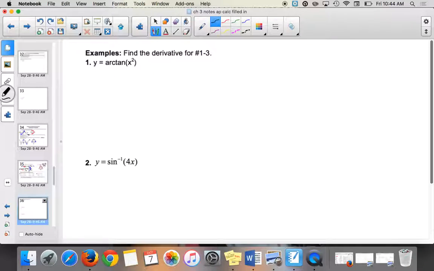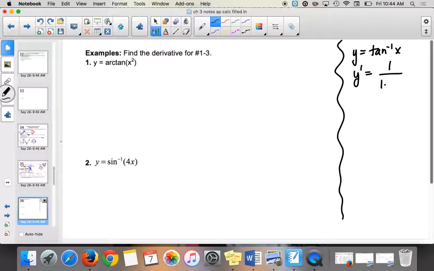All right, so let's try some problems. It says find the derivative for numbers 1 through 3. Okay, so here are the two that I told you to memorize. If you have y equals inverse tangent of x, its derivative is 1 over 1 plus x squared. That's the first one. And then if you have y equals inverse sine of x, its derivative is 1 over the square root of 1 minus x squared.